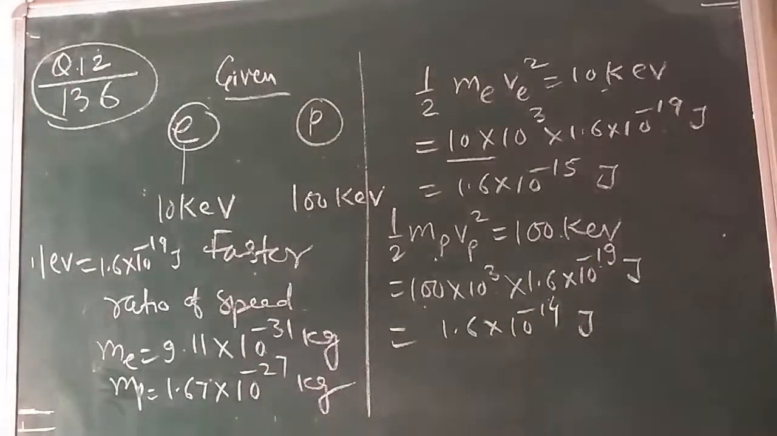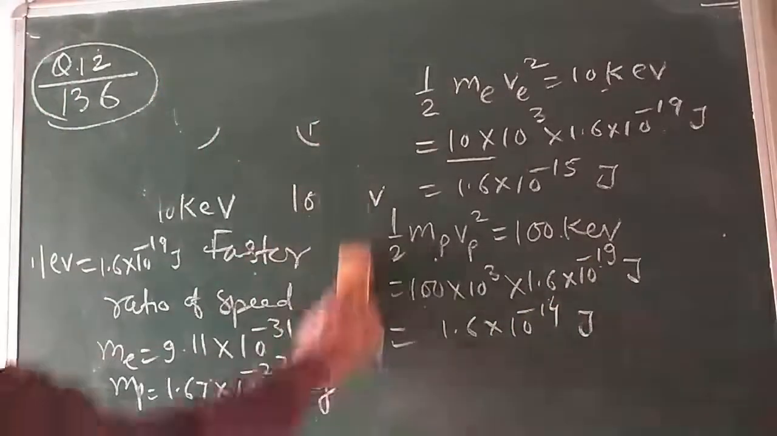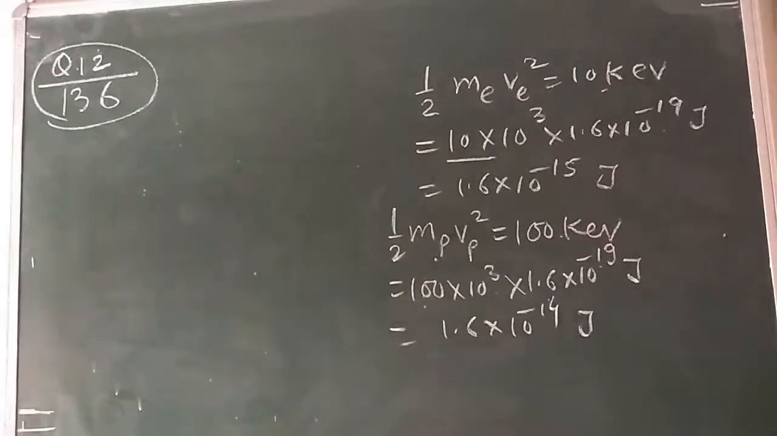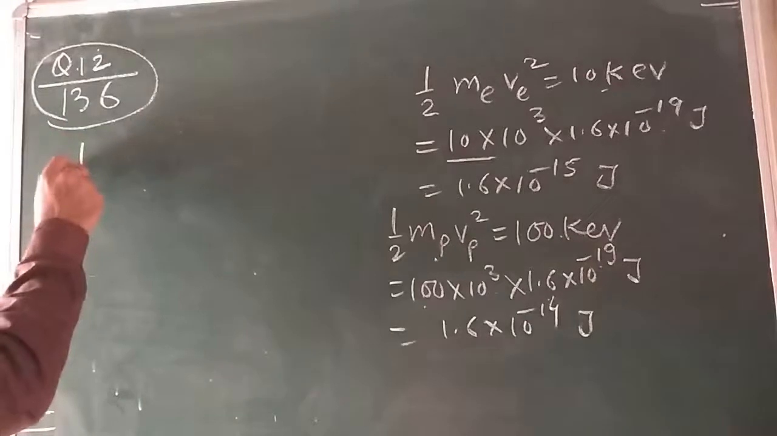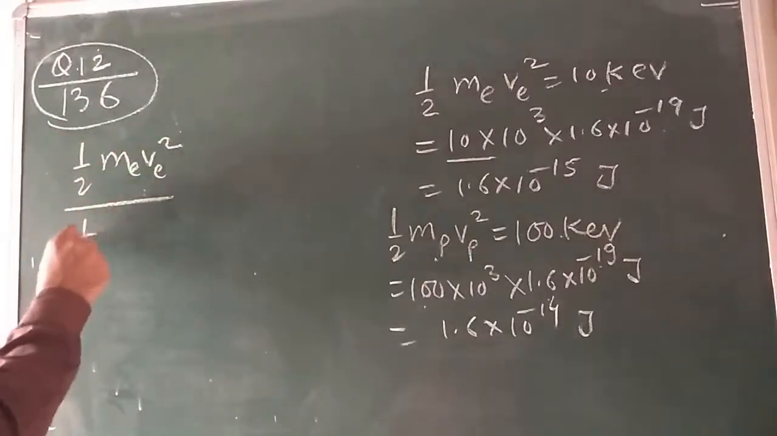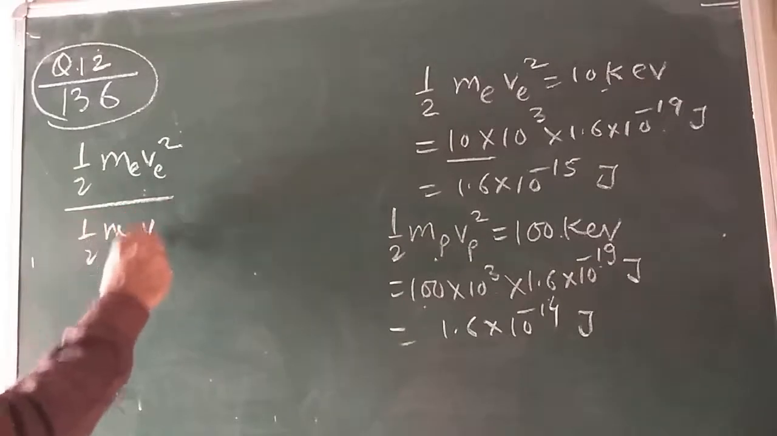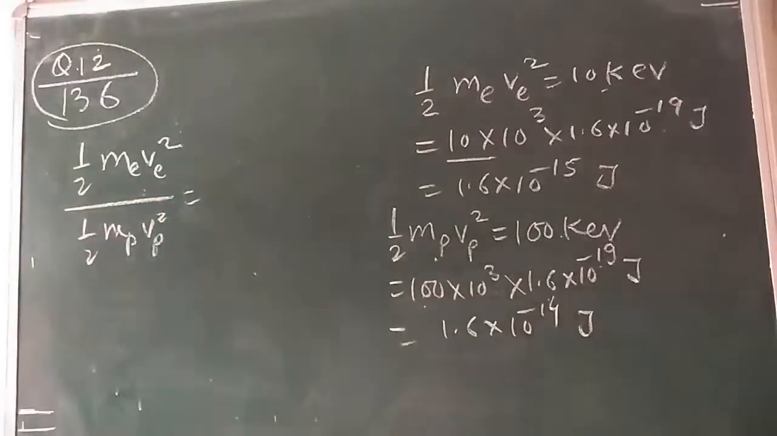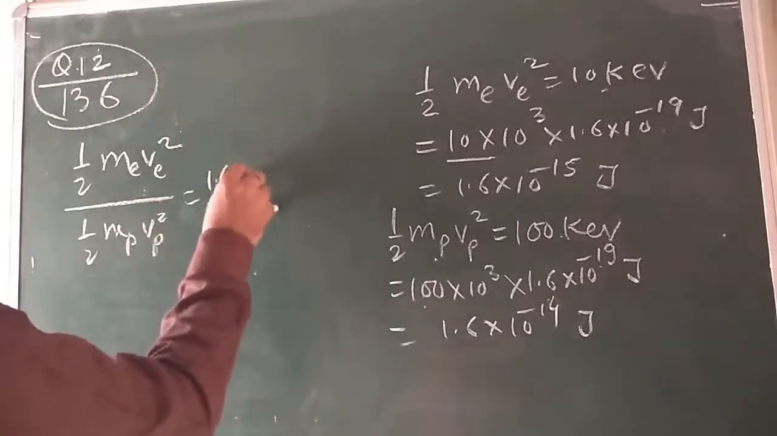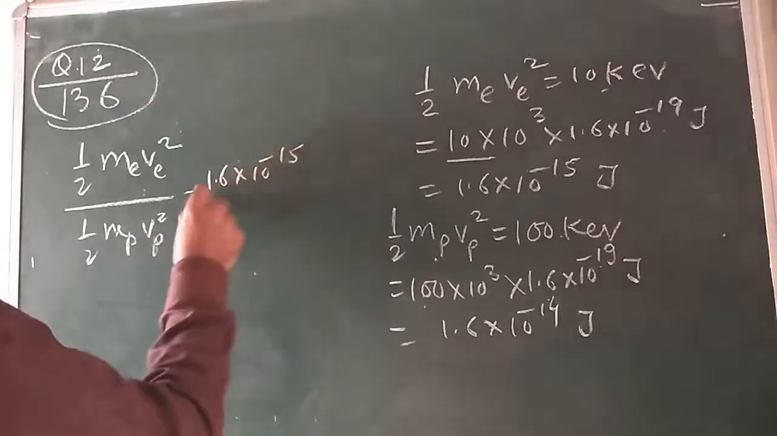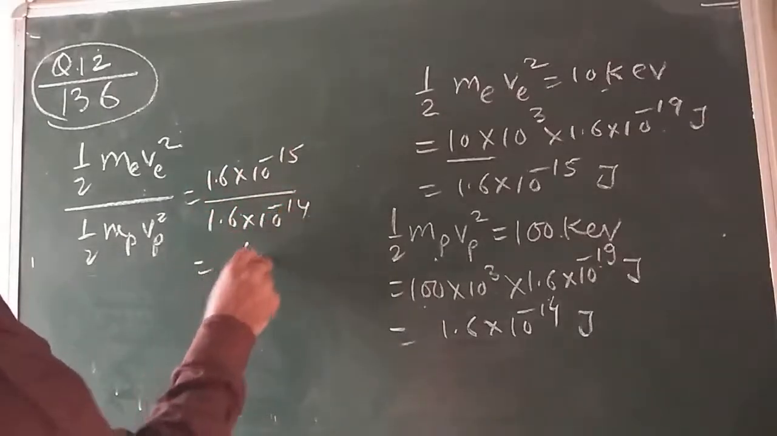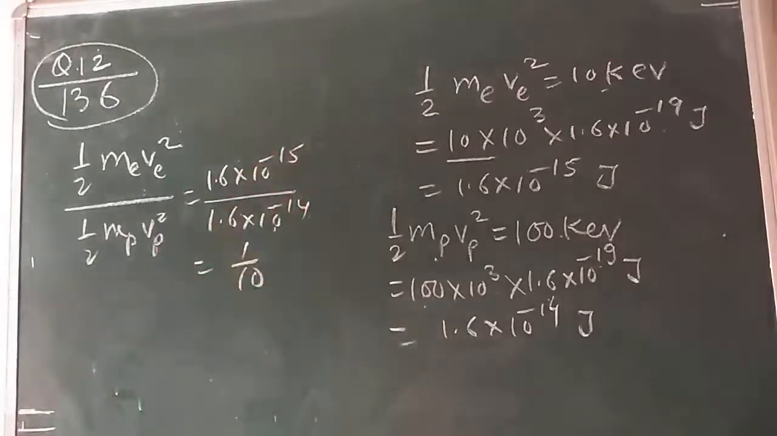Now the ratio of these two. What is the ratio of these two? So 1 by 2 Me Ve square divided by 1 by 2 Mp Vp square is equal to 1.6 into 10 raised to power minus 15 divided by 1.6 into 10 raised to power minus 14, that is 1 by 10. Everything else cancels.